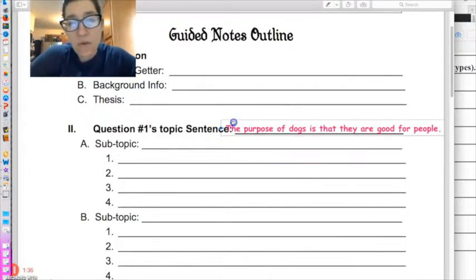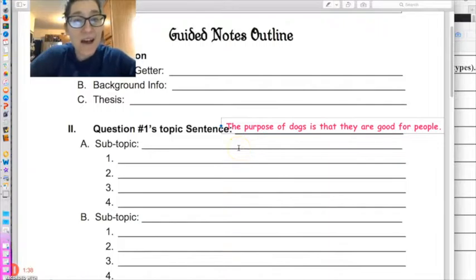Okay, so I wrote my topic sentence in there. It's not a question, it is now a statement. So instead of asking, is George Washington married, I would say George Washington is married. It needs to be a sentence.